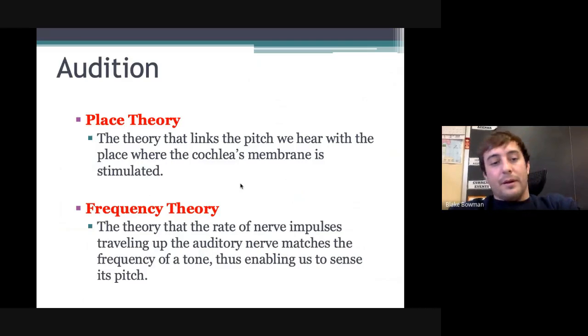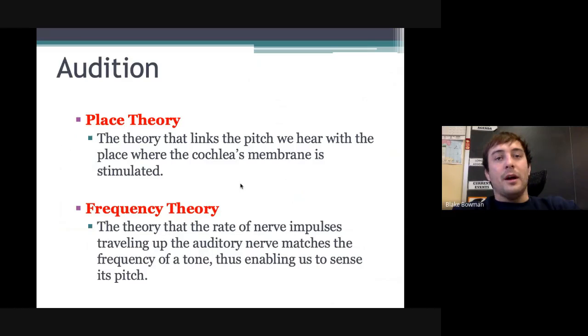Yeah, so that's place theory. So frequency theory is the theory that a rate of nerve impulses traveling up the auditory nerve matches the frequency of a tone, thus enabling us to sense this pitch. So this is based not on the cochlea, or a little bit on the cochlea, the basilar membrane, but frequency theory is based more on our neural impulses, and how our perception of these neural impulses is really dependent on the sending of this information to our temporal lobe.